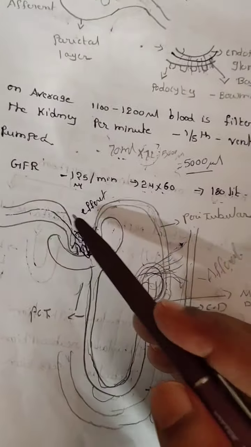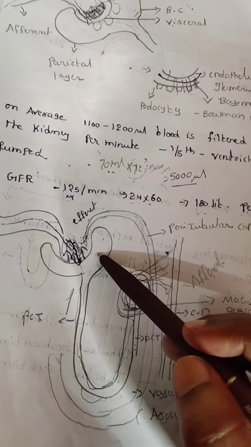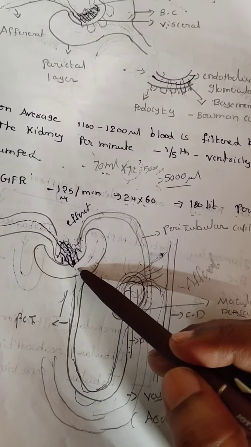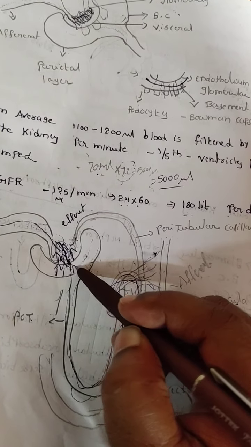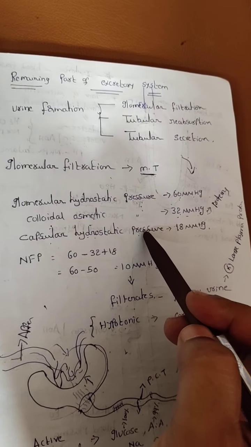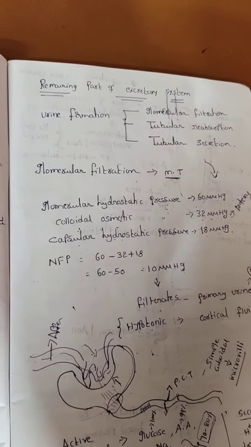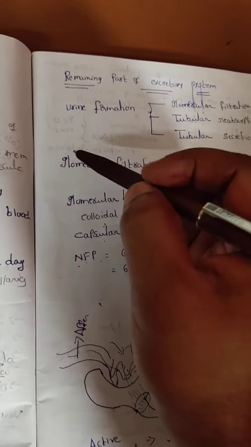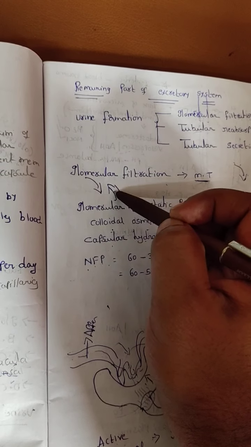Now the third one. When blood enters like this, the space between is called the capsular space. This capsular space has a fluid, called the capsular fluid. This capsular fluid also exerts pressure in the opposite direction, and that is called the capsular hydrostatic pressure. How much is that? 18 mm Hg pressure.